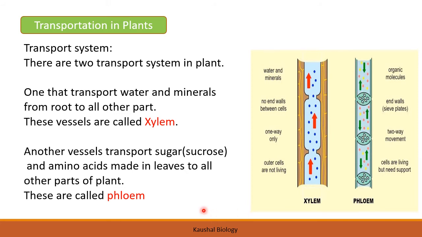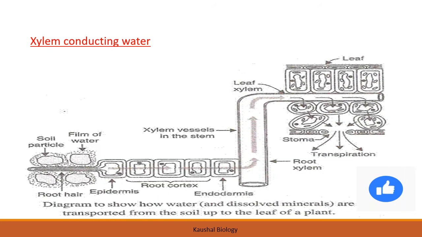Now we will be seeing that xylem and phloem are complex tissues. They are made up of four different types of cells that we are going to see. Now, very important, we should know how the water is transported to the leaves. If you know the anatomy of the plant, you will understand here.